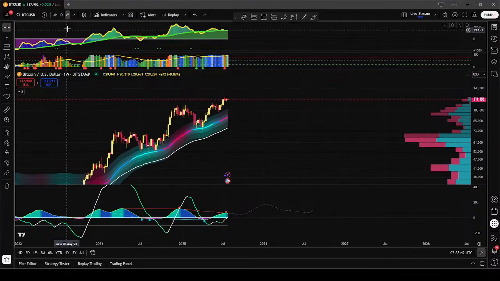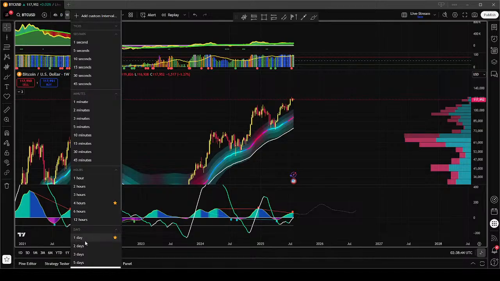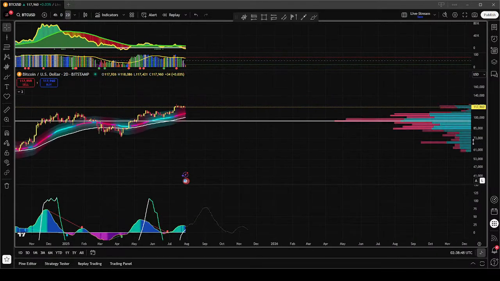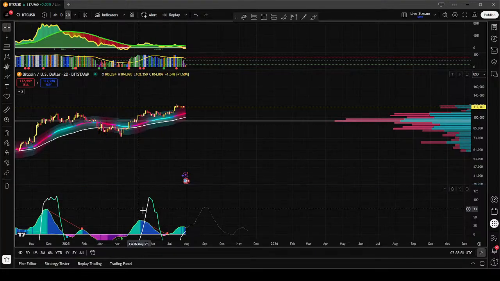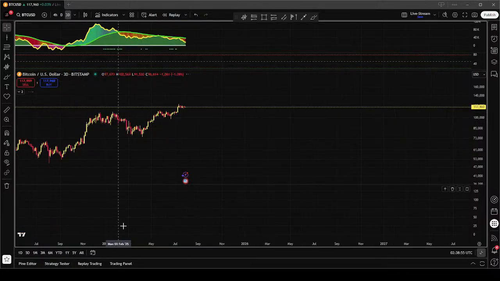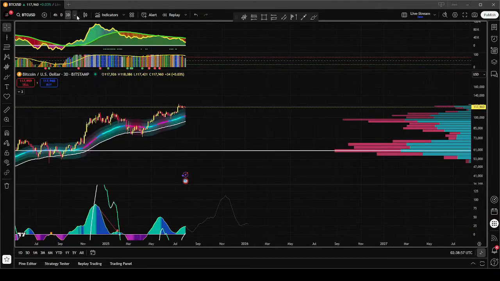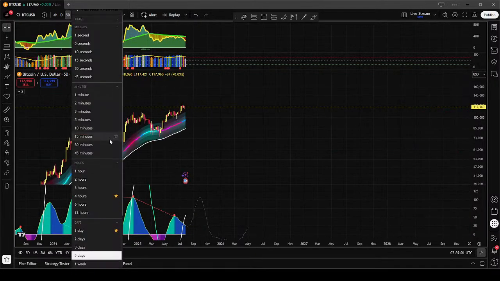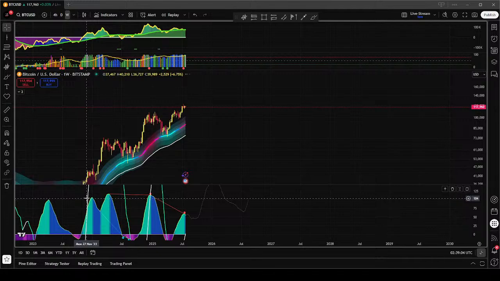Okay, now let's continue with something else. Let me show you here the 3-day chart. 2-day chart, we have exactly the same thing. We have a bearish divergence. Also, we have a bearish divergence in the 3-day chart, and also in the 5-day chart we have a bearish divergence, and also in the weekly chart we have a bearish divergence.